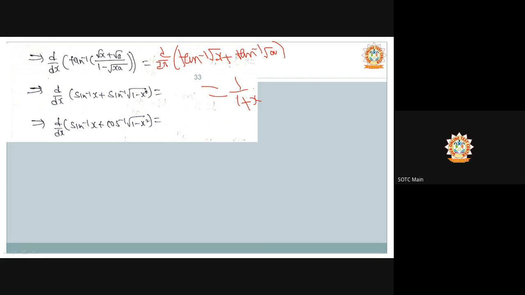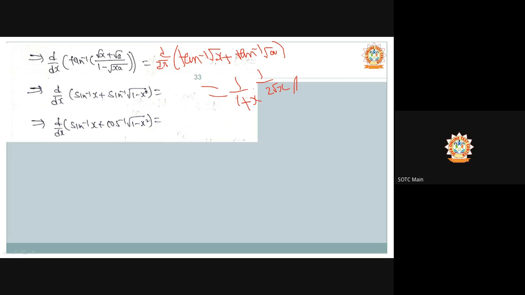What about the differentiation of root x? 1 by 2 root x, right? For the differentiation of tan inverse root a, it will become 0. No need to do for that, right? So now try to solve the next question.